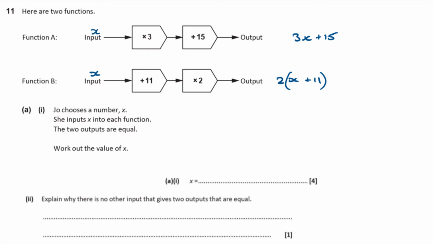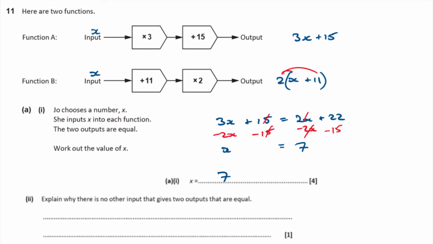Now we know that these two things are equal, so we can equate them. So 3x plus 15 is equal to, I'm just going to multiply that out, 2 times x, 2 times 11, that's going to be 2x plus 22. Okay, and then I'm going to collect x's on the left and numbers on the right. So taking 2x off both sides, and I'm going to take 15 off both sides. So that cancels with that, that cancels with that. Take away 15, I'm going to get x is equal to 7, aren't I?